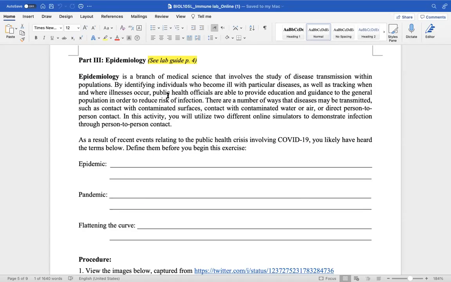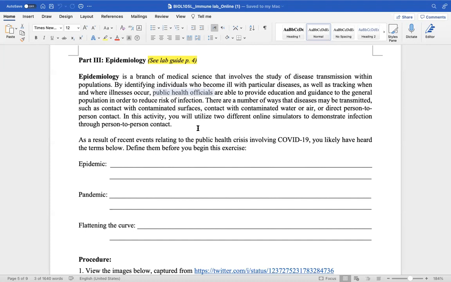Epidemiology specifically is a branch of medical science that involves the study of disease transmission within populations. And this is very pertinent to us because of COVID, but when we identify individuals who are ill, we can track them and then track where the illnesses occur. And then public health officials are able to provide education and guidance to the general population in order to reduce the risk of infection, whether that's wearing a mask or washing your hands.